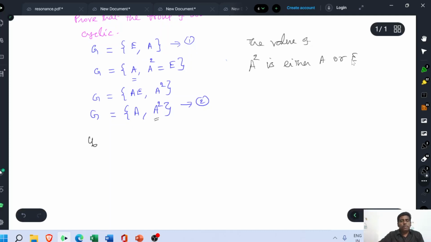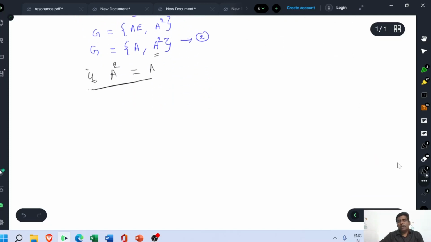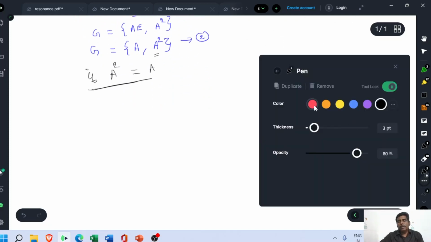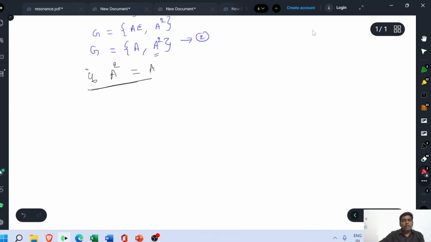If A square is equal to A, take this condition. If A square is equal to A, then multiply both sides by A inverse. A inverse A square is equal to A inverse A. A inverse A square is A power minus 1, A power 2, so A. This is equal to A inverse A, which is our identity element E. We have arrived at the condition of A equal to E.